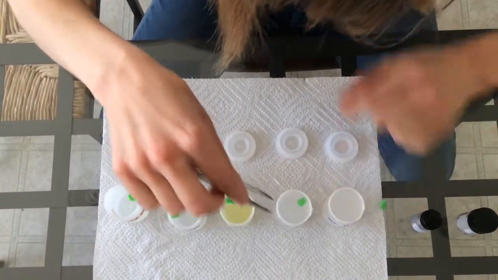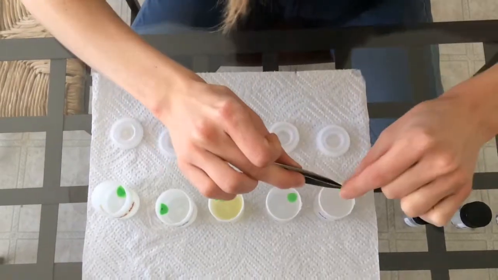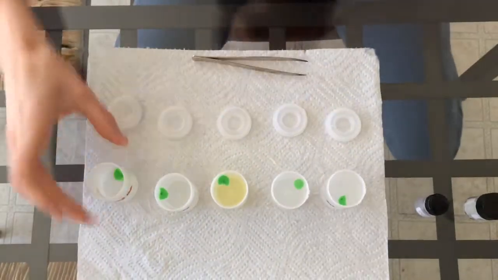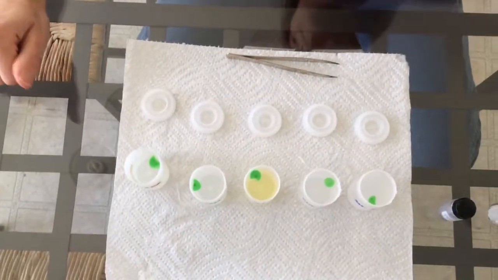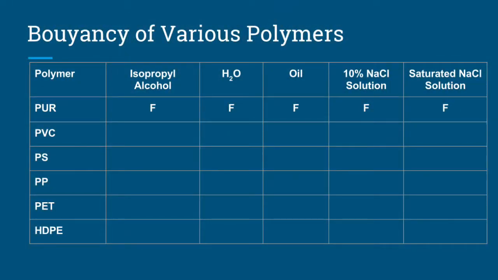This is a 10% sodium chloride solution. It floats in that solution. And this last one is a saturated sodium chloride solution. So polyurethane is less dense than all of these solutions. As a good scientist, I'm recording my data. In the column on the left, you can see the different polymers I'm testing. In the top row, you can see the different liquids I'm testing them in. I record an F if the polymer floats, and an S if the polymer sinks.